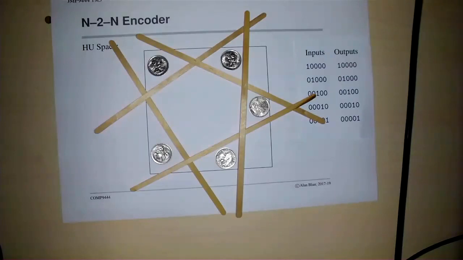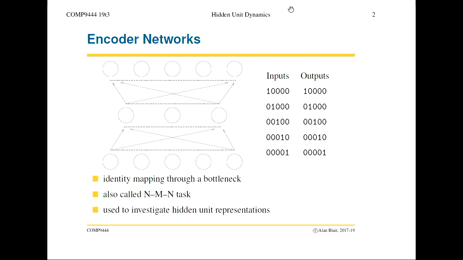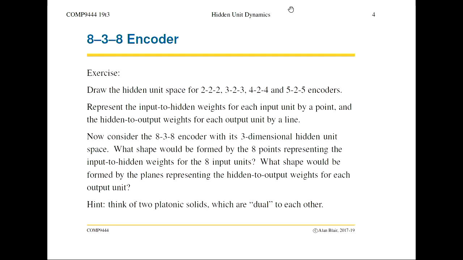Any questions about this? Okay, and you can think about this in higher dimensions as an exercise. Try to imagine if you had 8 inputs and 3 hidden nodes and 8 outputs, and you did the same task, what kind of geometry would emerge in 3 dimensions? So just have a think about that yourself.